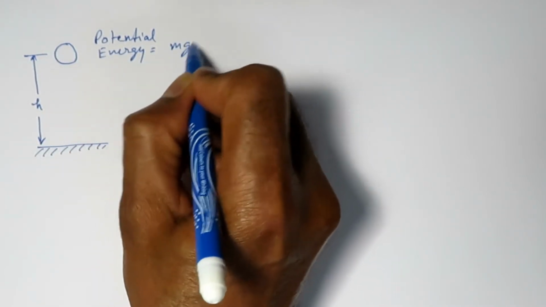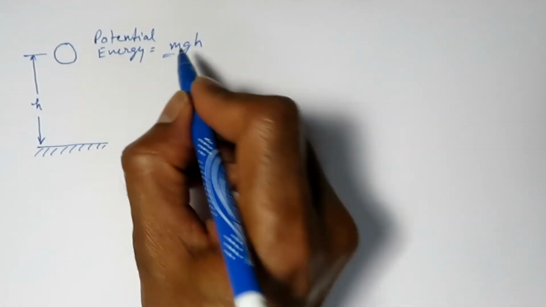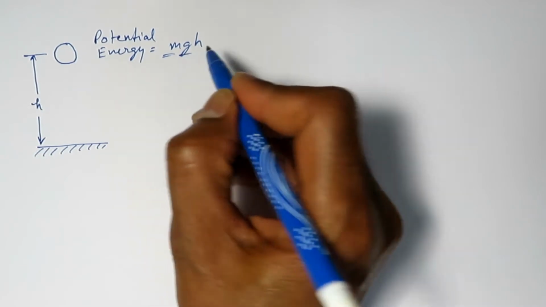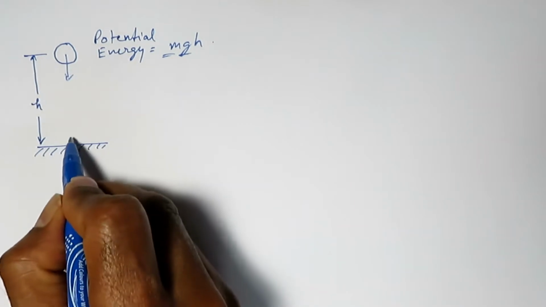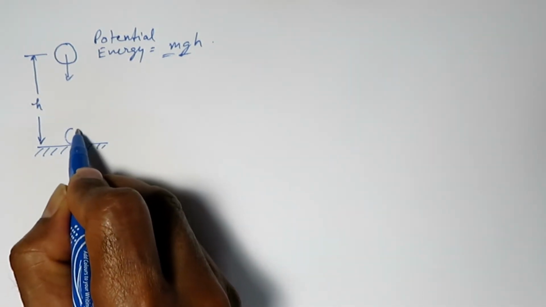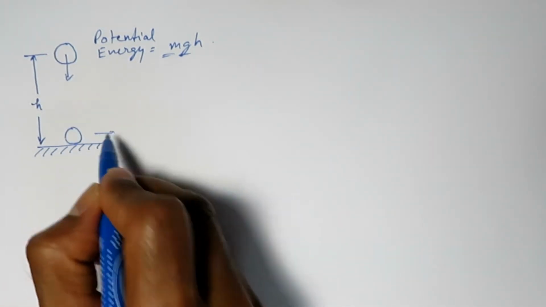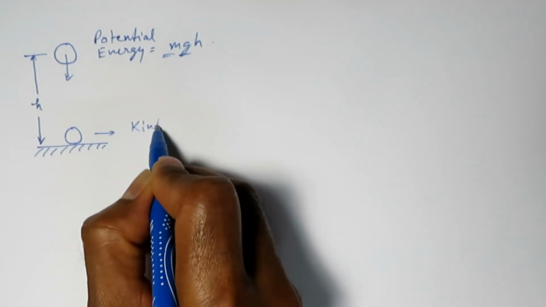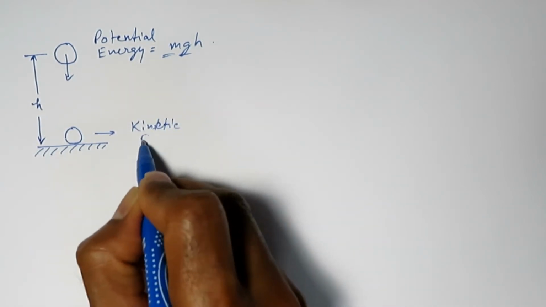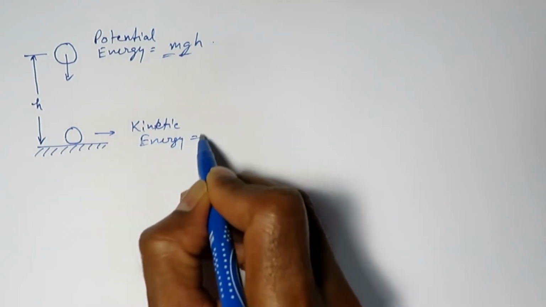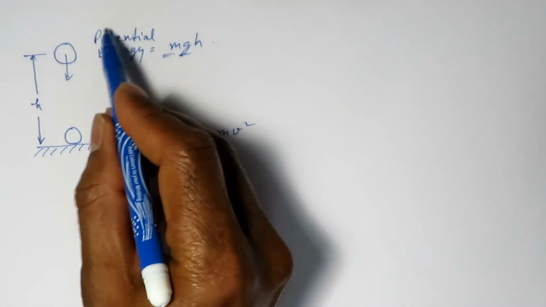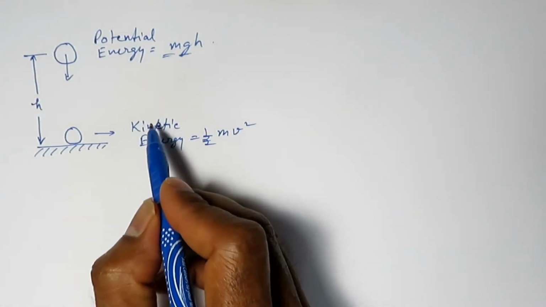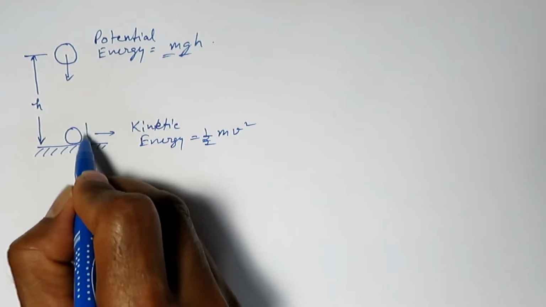The potential energy is mgh, where m is the mass of the ball, g is the gravitational acceleration, and h is the height. The potential energy is converted into kinetic energy as the ball travels the distance. Just before the contact, it will have kinetic energy which is equal to half mv square. All of the potential energy has been converted into kinetic energy.